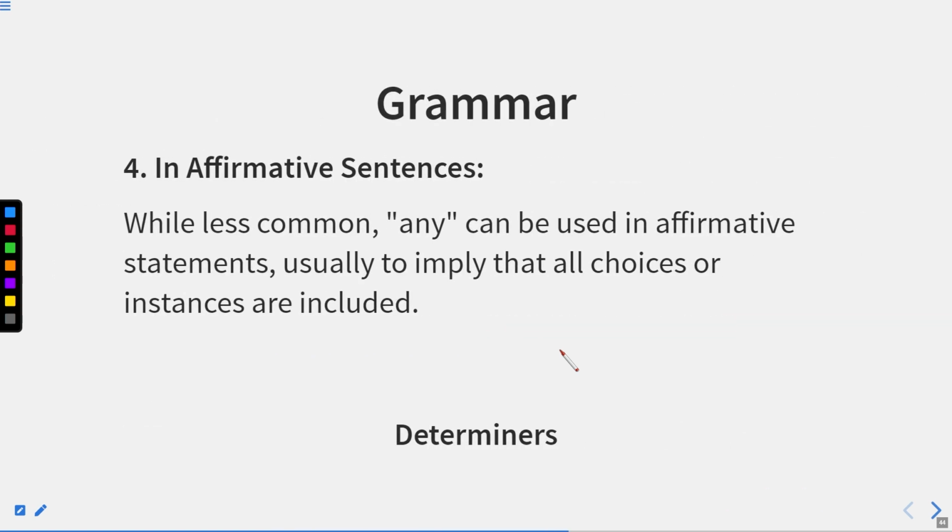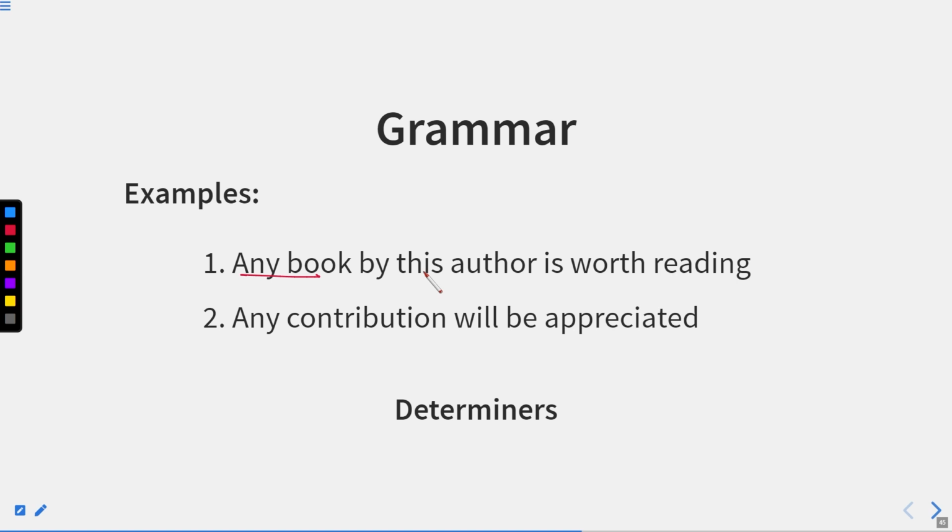In affirmative statements, while less common, any can be used in affirmative statements, usually to imply that all choices or instances are included. Any book by this author is worth reading. It means I'm talking about all the books by this author. All the books. Any contribution will be appreciated. It means I'm talking about all the contributions.